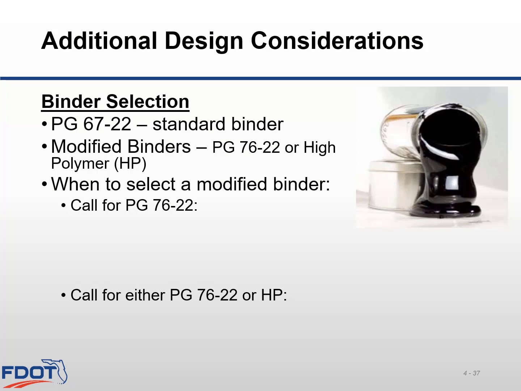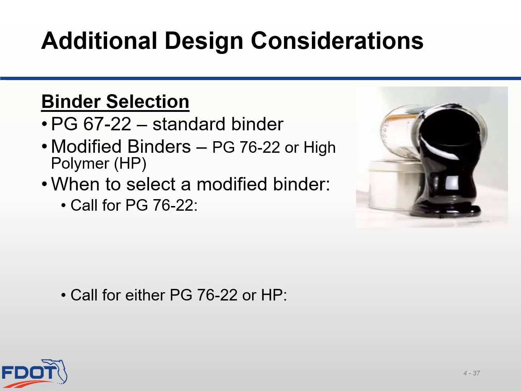The department's standard asphalt binder grade is PG 67-22, which means the binder should be rut resistant up to temperatures of 67 degrees Celsius and crack resistant down to temperatures of -22 degrees Celsius. There are times when a modified binder should be used, and these are discussed in section 5.4 of the Flexible Manual. As a reminder from Module 1, a modified binder is either a PG 76-22 or high polymer binder. So here are some instances where we want to specify a modified binder.